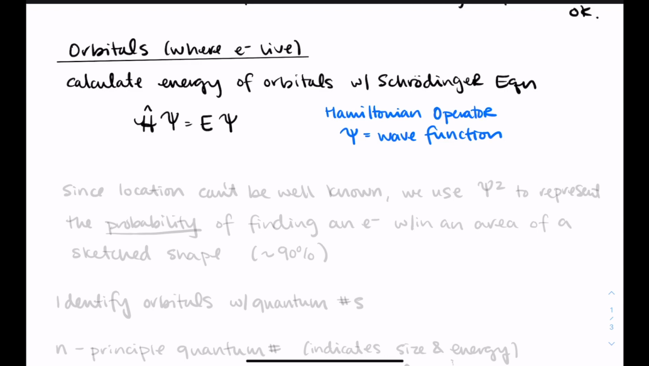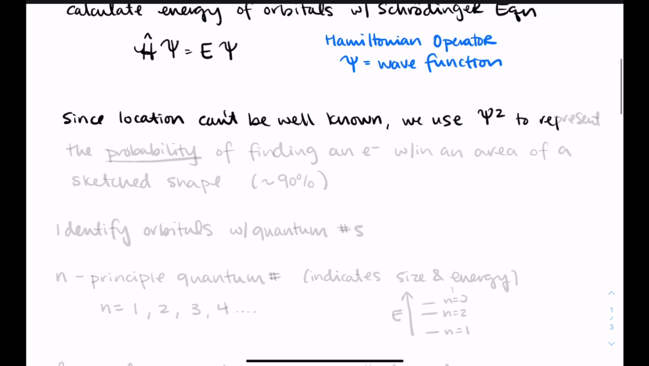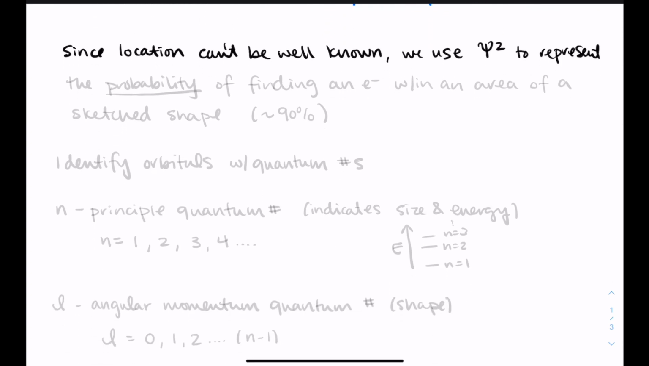And out of all of this, since we can't know the location very well, we take that wave function and we square it, and ψ squared will help us represent the probability of finding an electron within some area of a sketched shape. We usually stick to about 90% probability, and that's good enough. And so that's what an orbital is. It's this sketched shape of a 90% probability that we will find an electron, or one or two specific electrons, in there.